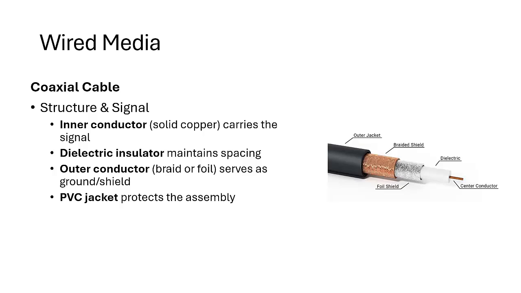Now if you can see this picture, this part is the one which carries the frequency and the data. This is called the inner conductor. Then this is called the dielectric insulator, which maintains the space. Then we have an outer conductor, a braid or foil, which serves as a ground shield. And then this is called the PVC jacket.